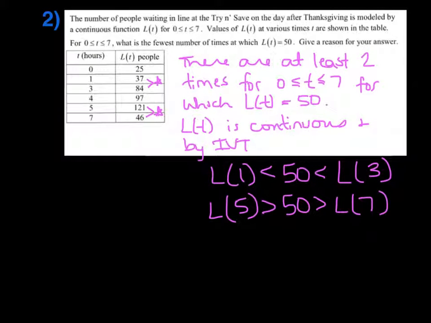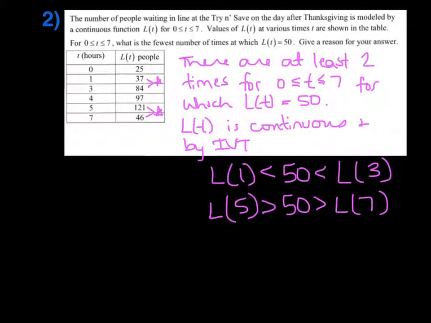Okay, so let's take a look at my answer and see if you agree and have the same wording. We're checking the wording as well as the answer. I looked at my L of t, my number of people waiting in line, and looked for an interval where 50 would fit in between. I saw that between 37 and 84, 50 fit, and again between 121 and 46, 50 fit.